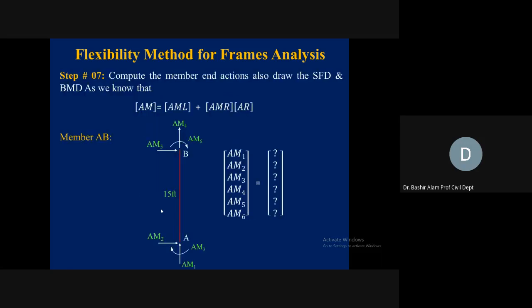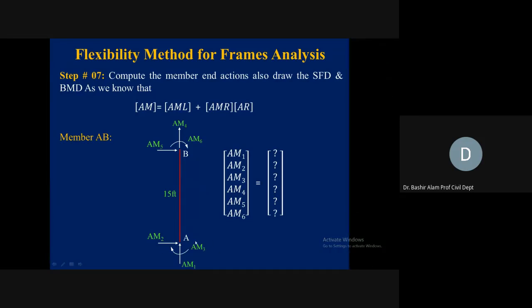Now let's take AB, and we want to analyze this by using this matrix approach. So how can we do it? Now the equation for the member end actions is AM is equal to AML plus AMR times AR. It is a 2D frame member, so each end will have 3 member end actions. It will be axial, it will be shear, and it will be the moment.